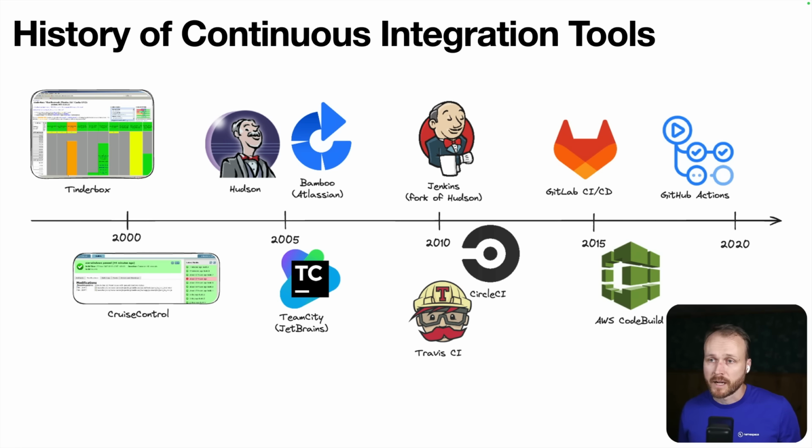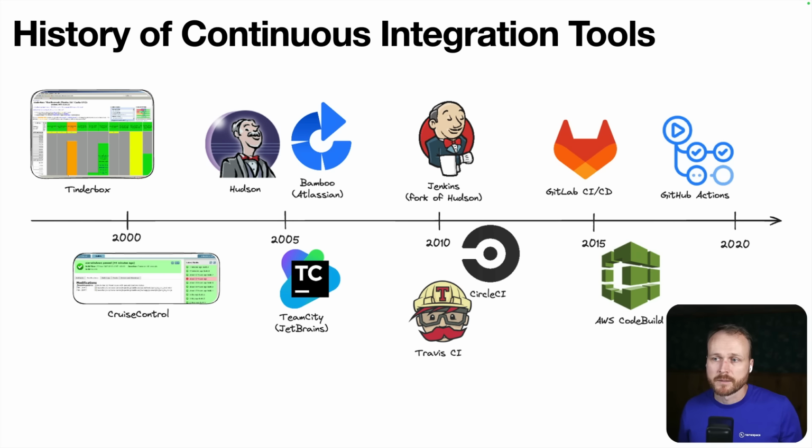Hudson came out of Sun Microsystems, eventually acquired by Oracle, and it provided kind of a more user-friendly user interface and a very large plugin ecosystem that enabled you to handle a variety of use cases via those plugins. Eventually, it was forked and kind of lived on in the form of Jenkins due to some copyright issues with Oracle and the community wanting a more open version of the software.